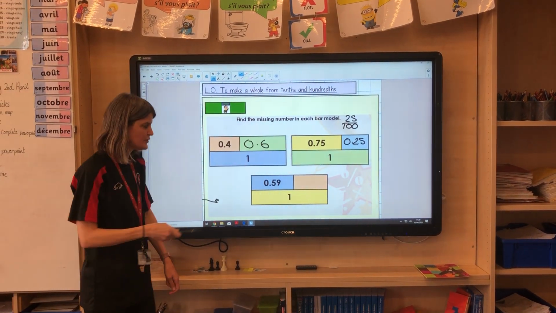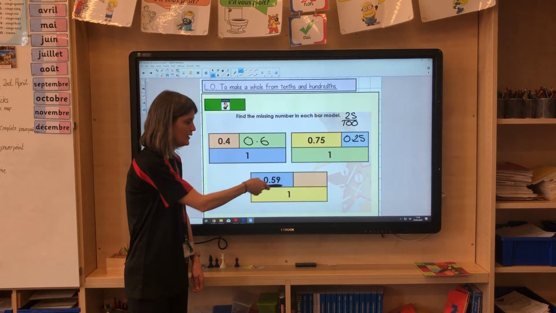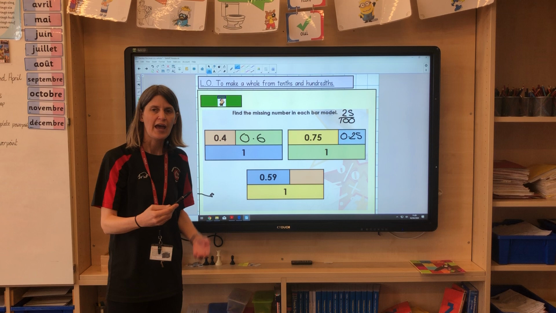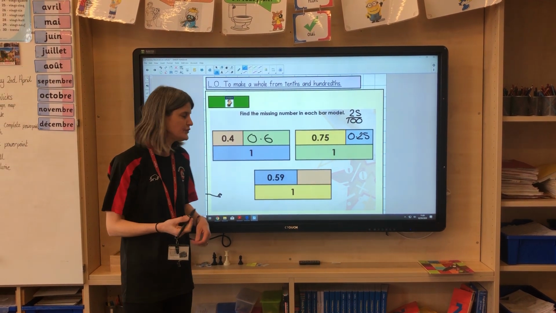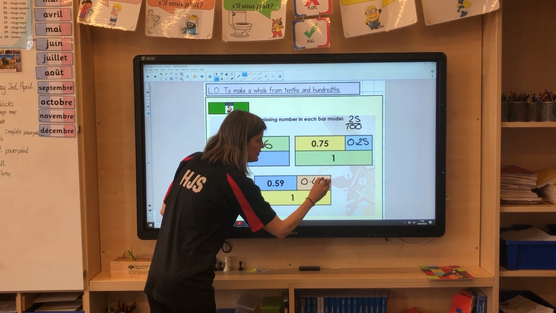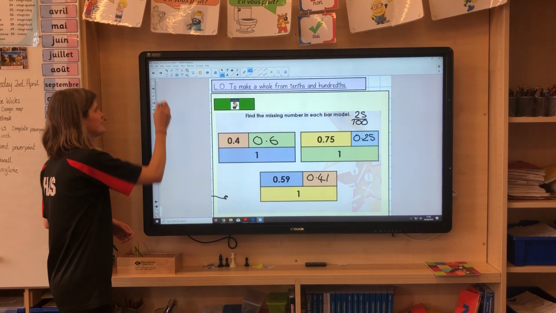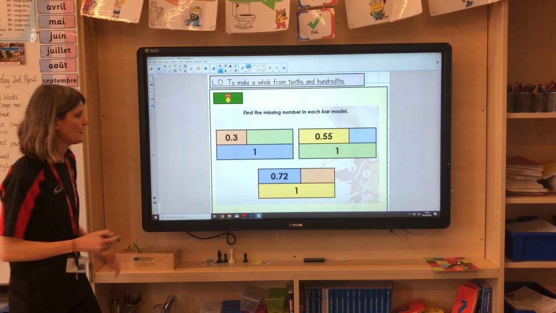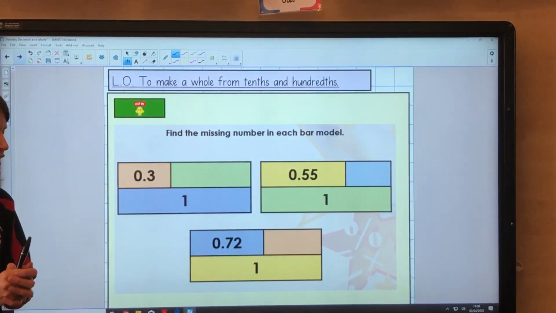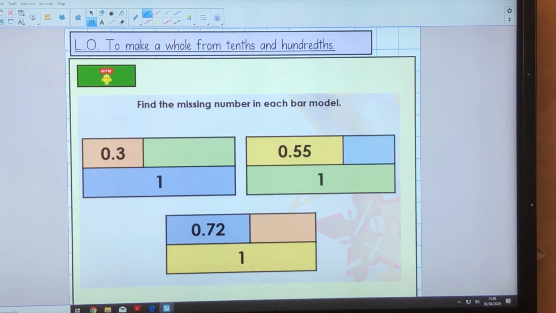And my last one down the bottom, one whole, 0.59, 59 hundredths. How many more do I need to make 100 hundredths? I need 0.41, 41 hundredths. Same thing. You have a go at this point, pause when you're ready and have a go at completing them.